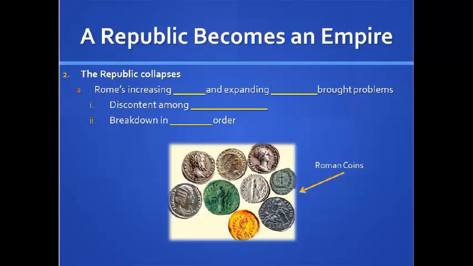In the end, the republic collapses. Rome's increased wealth and expanding territories brought problems. Discontent among the lower classes and the breakdown of military order were two of the main reasons why the republic collapsed. The lowest and the poor were having problems, we'll talk about that in a minute, and the armies and the military were not following orders, were not doing what they were told to do, and were not being really well trained anymore. Again, they just got so big.